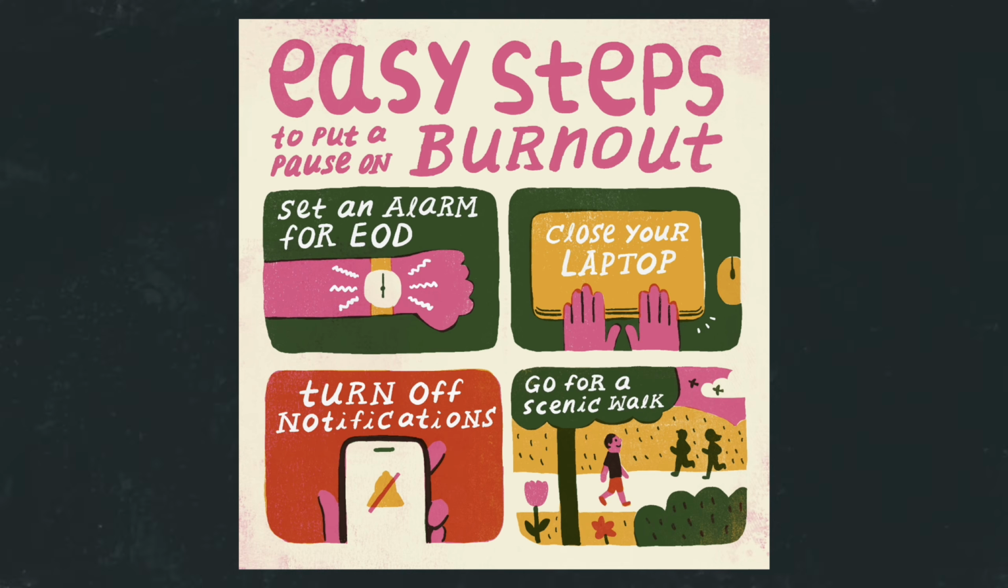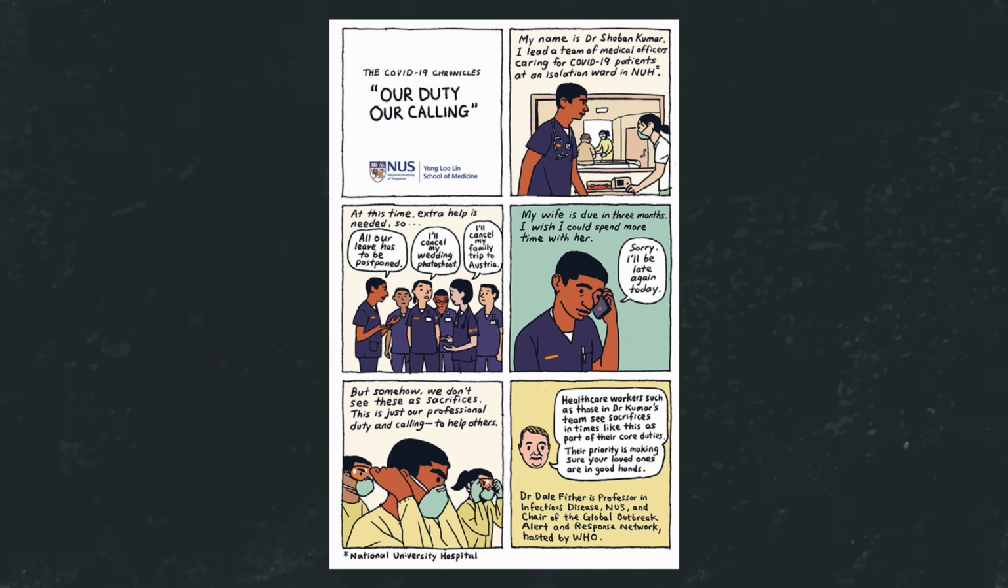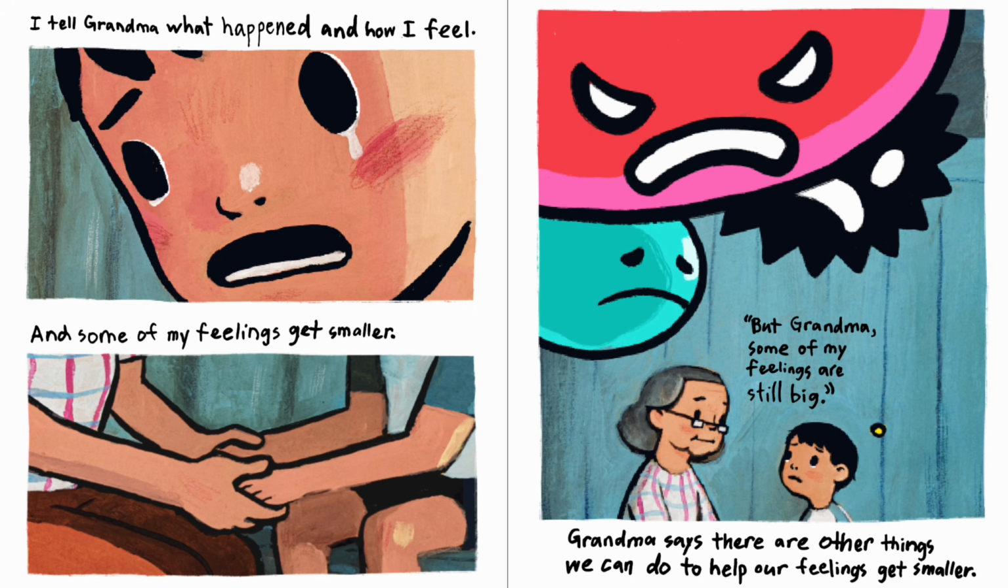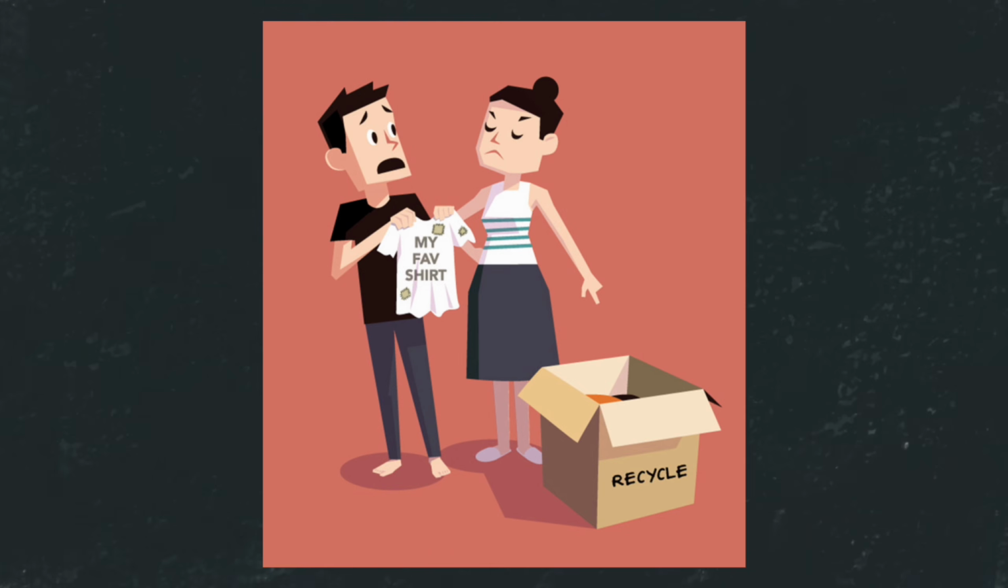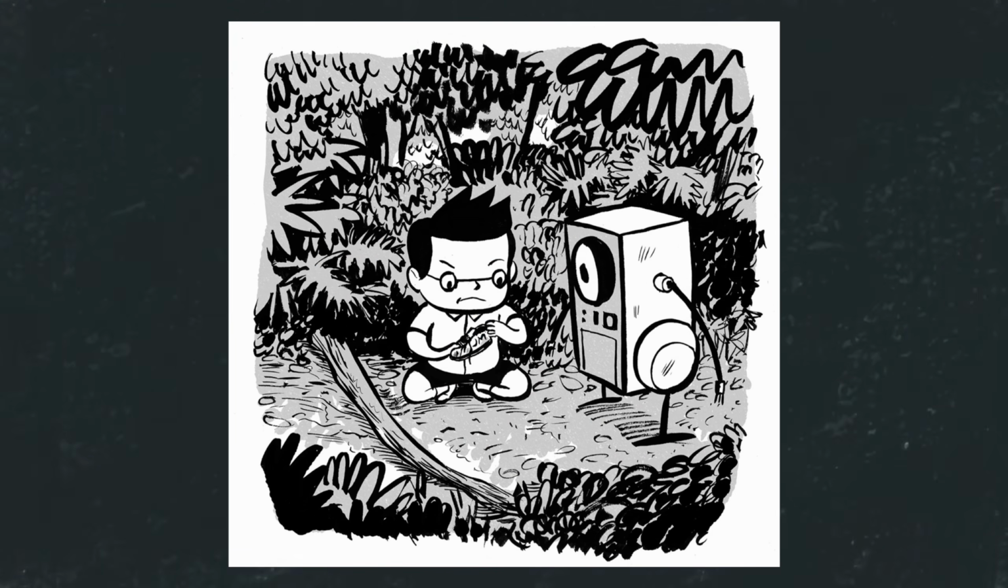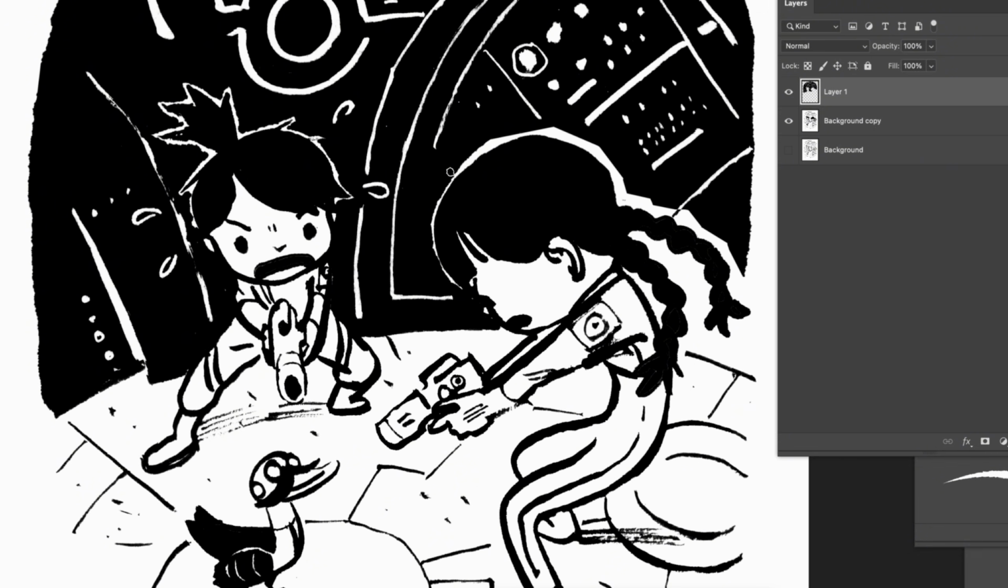I do stuff for ad agencies, comics, for example, for the National University of Singapore. I do children's picture books and also editorial illustrations. So I have to adapt to all kinds of illustration styles, whether it be natural media or digital. But having to adapt to different styles all the time, I get to learn new things all the time.